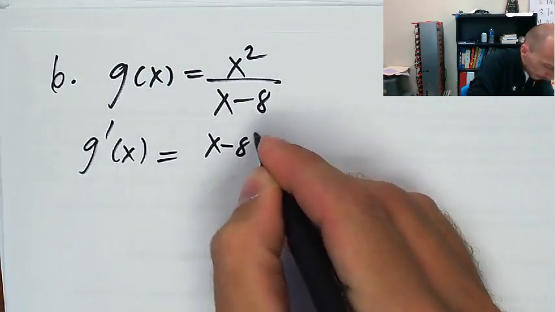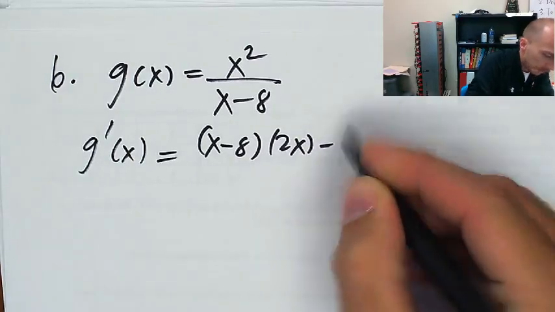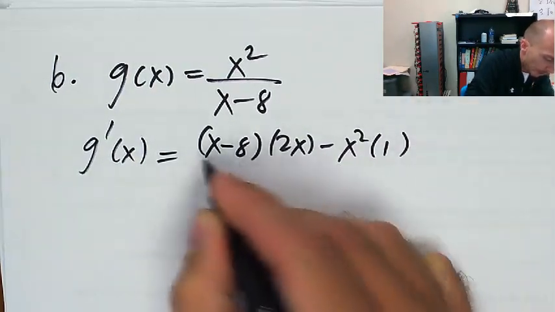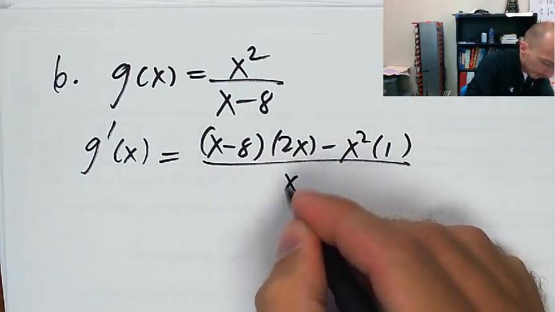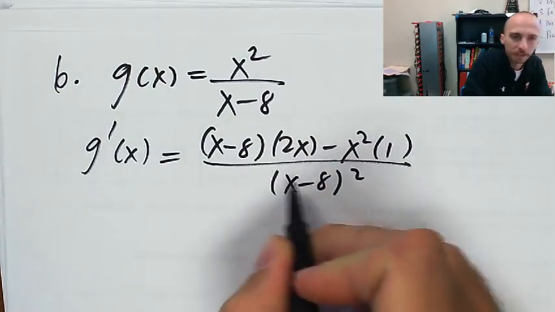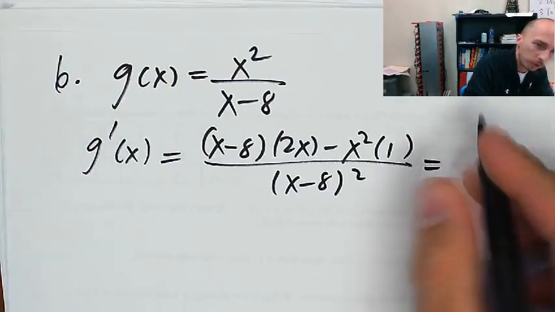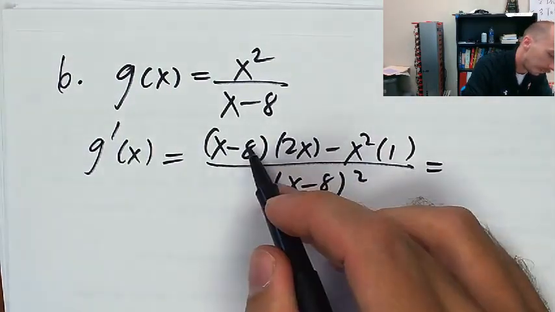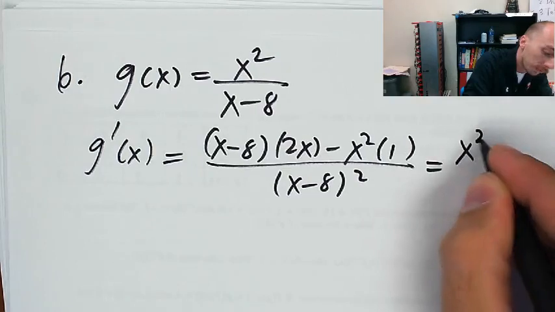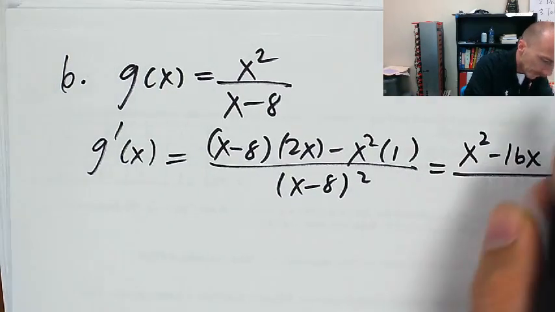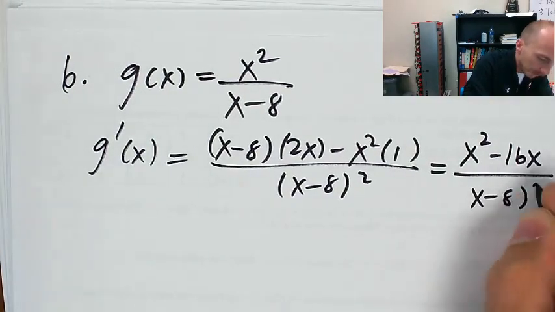Bottom, derivative of top, minus top, derivative of bottom, divided by bottom squared. Oh, and we've definitely taken the derivative of this type of thing a few times because there was a question on the quiz that dealt with this. But if I were to try to simplify, I'd have 2x squared minus 16x minus an x squared is 1x squared minus 16x divided by x minus 8 squared.